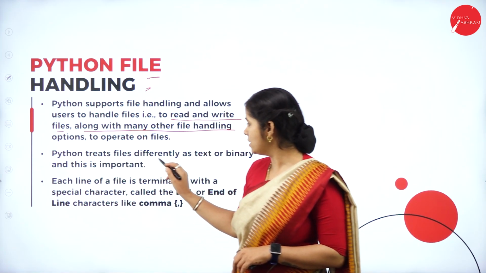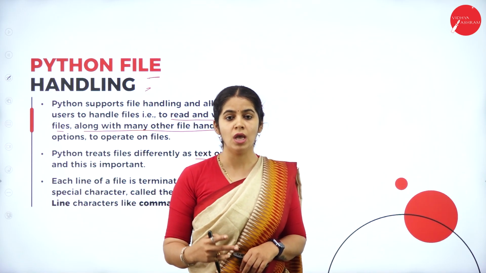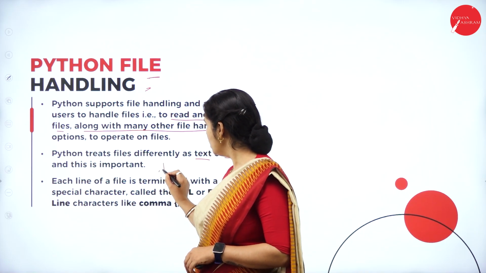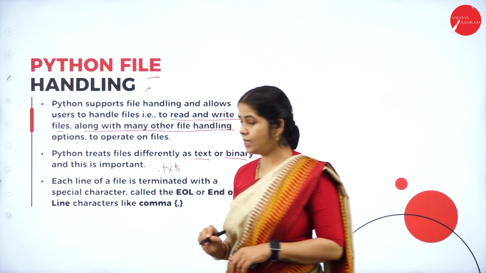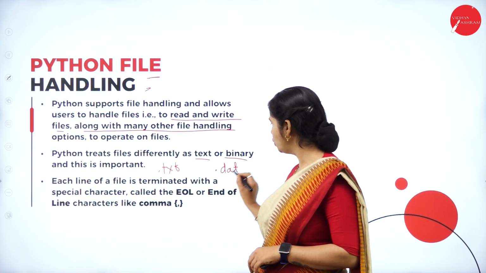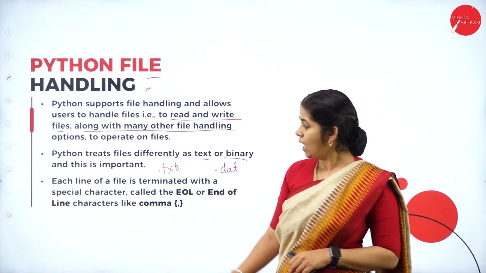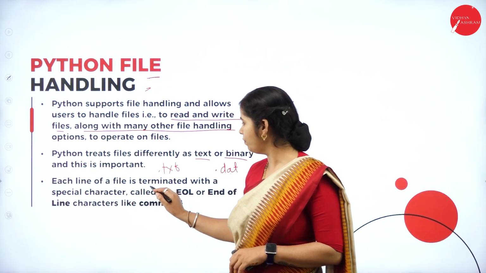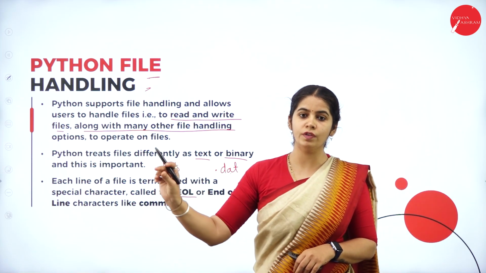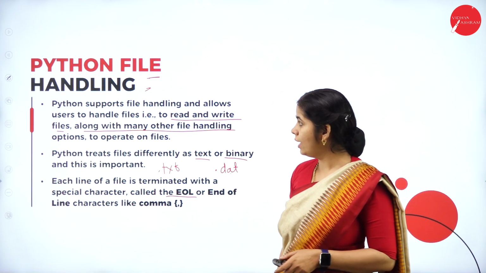These are some of the operations we have to do on files. Python treats files differently as text and binary. We can handle files in two types: one is a text file and one is a binary file. A text file will always be stored with the extension .txt, and a binary file will be stored with the extension .dat, that represents a data file. Each line of the file is terminated with an end of line.